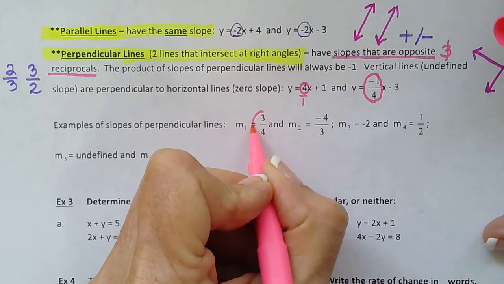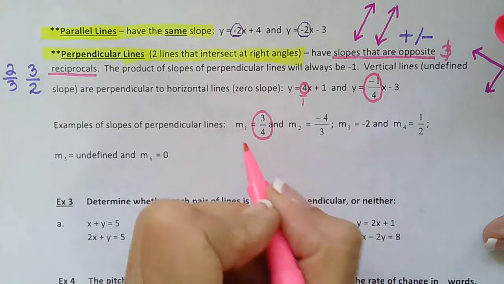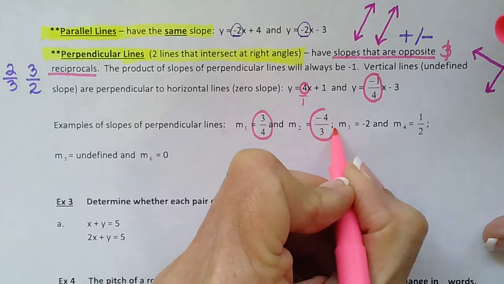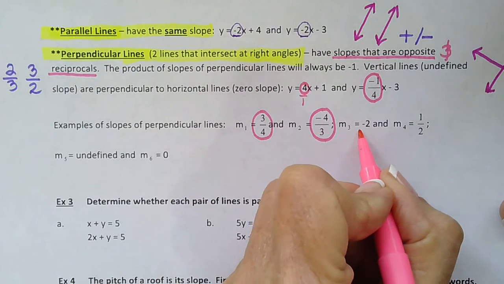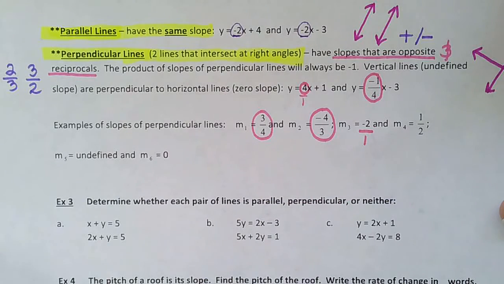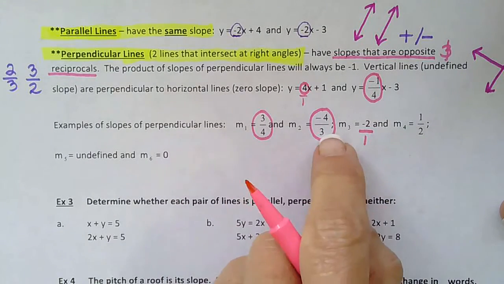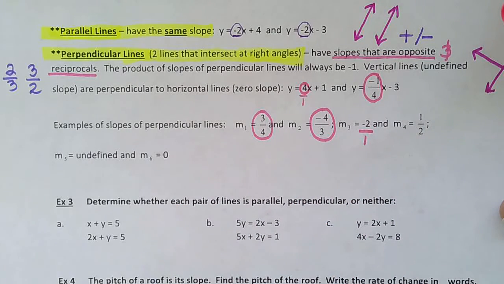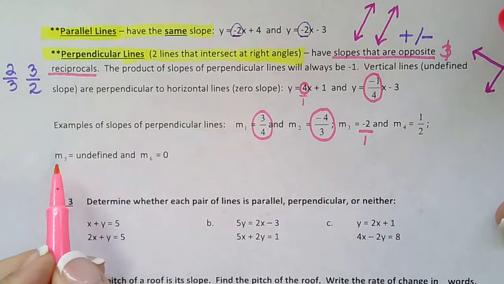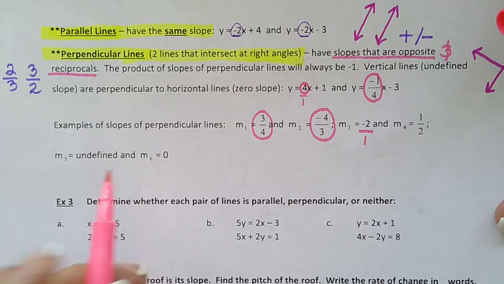Here's another one that's a little easier to see. 3/4, positive, and -4/3. So when they're fractions, they're easier to see when they're perpendicular. And here's another one, -2, which would be -2/1, and positive 1/2. So one positive, one negative, and reciprocals. And this last one is kind of a shocker to some students. Once I draw the picture for it, they're like, oh yeah, that makes sense.